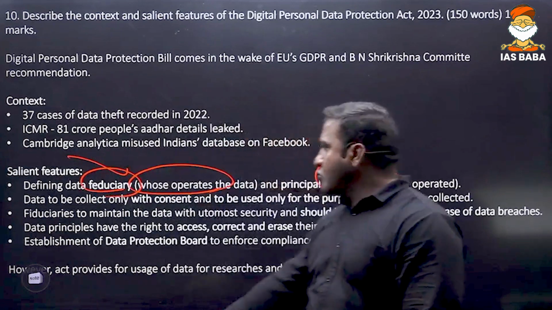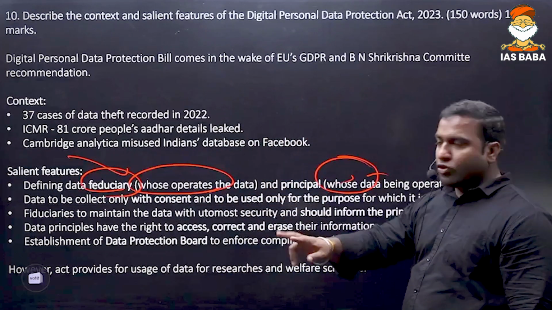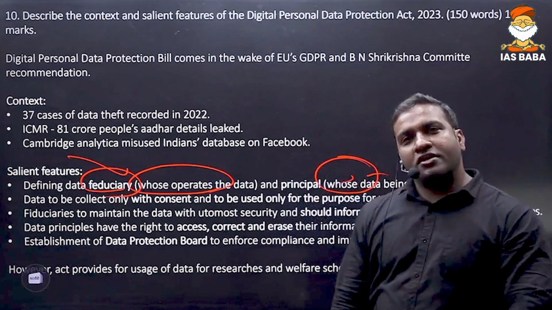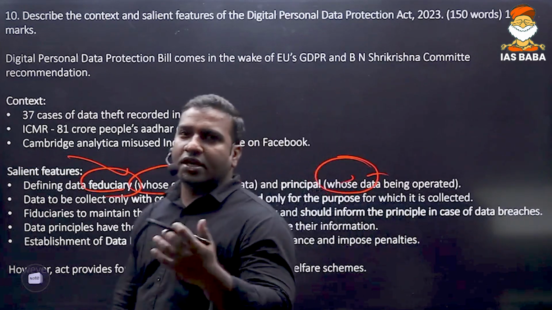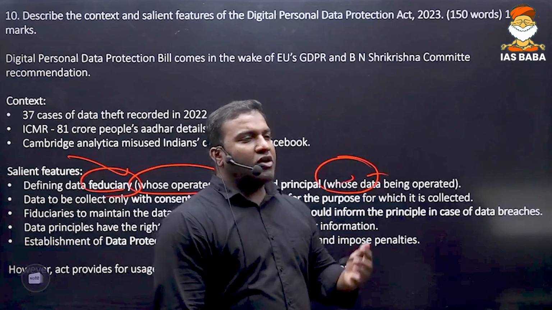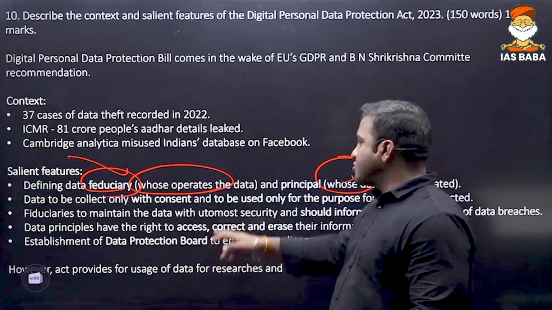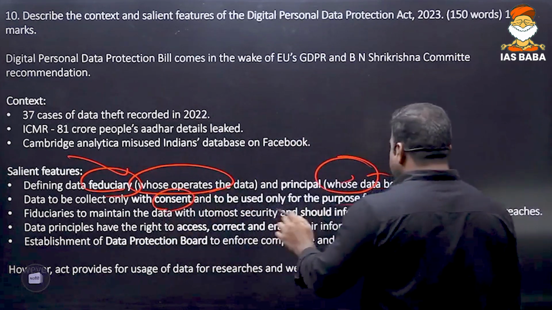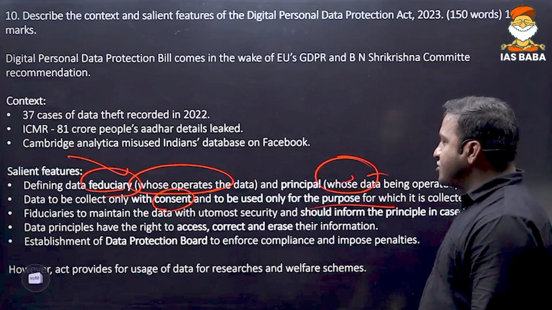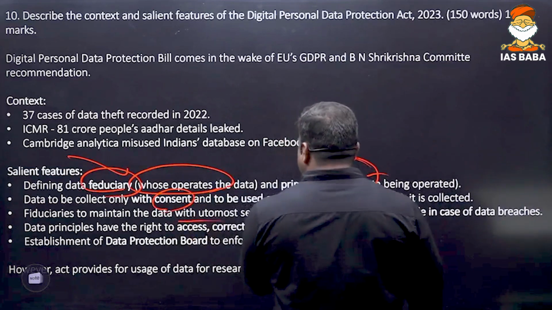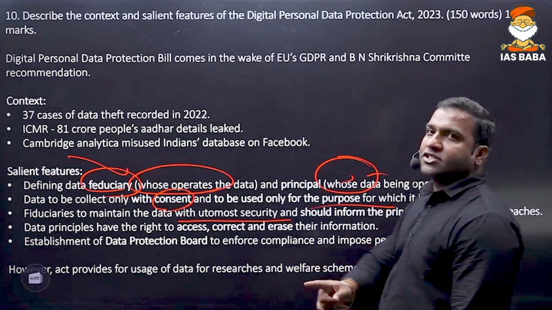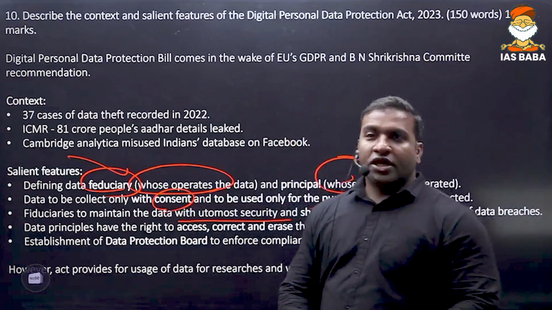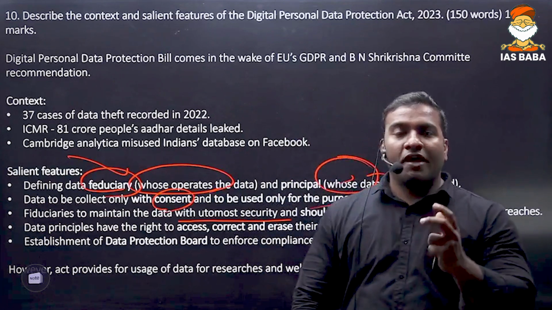Then, data is to be collected only with consent. Consent of whom? Consent of the principal, and to be used only for the purpose for which the consent is taken. If I take data for research purpose, and now I am using it for terrorism, that is not allowed. So you have to collect with consent and use only for the purpose for which the consent is taken. Then the fiduciary is to maintain the data with utmost security and should inform the principal in case of data breach. Say for example, I took your Aadhaar data and by chance I lost it. It is my bounden duty to inform you that I have lost the data.